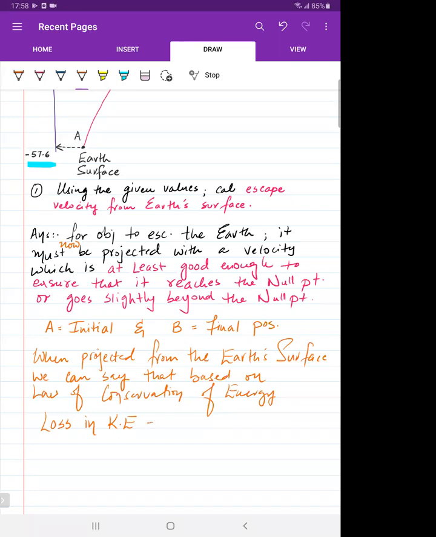So loss in kinetic energy, and this will be equal to gain in gravitational potential energy.